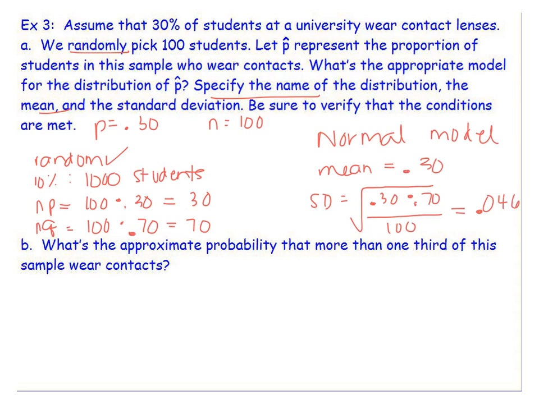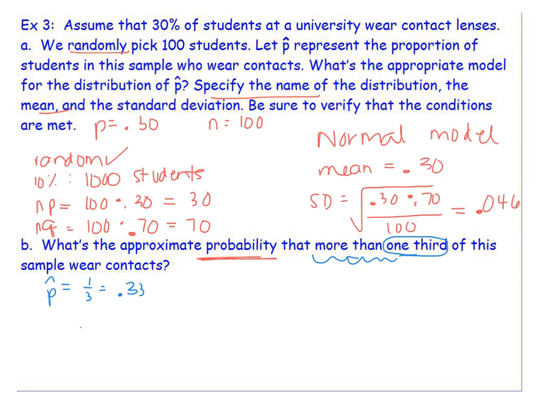So now, what's the approximate probability? Now we finally have a probability question. This is where your blue sheet's going to come in handy. More than, so that means we're shading to the right. 1/3 of this sample were contacts. So we were just told our p hat. Our p hat is 1/3, or if you type that in the calculator, 0.33.